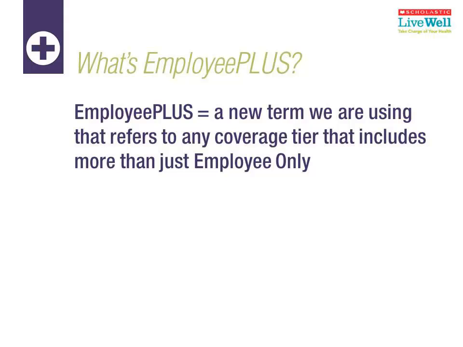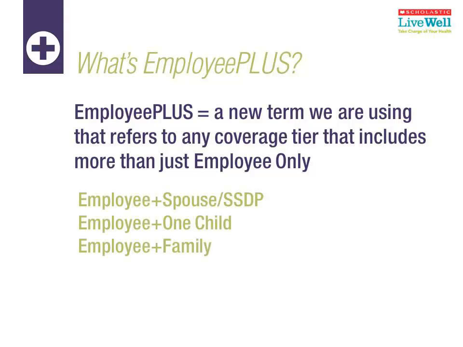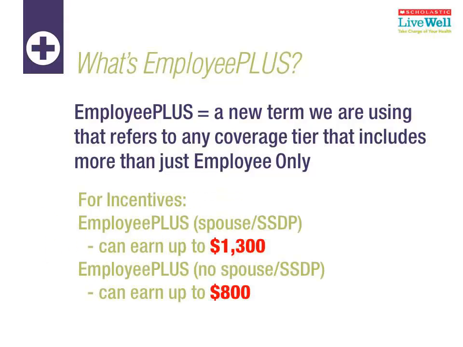Employee Plus is a term that you will hear quite a bit during open enrollment. It refers to any coverage level that includes more than employee only, such as employee plus spouse or same-sex domestic partner, employee plus child, or employee plus family. The Employee Plus term is important because it can help you understand how much money you can earn in a single year for your HRA or HSA through incentive dollars.